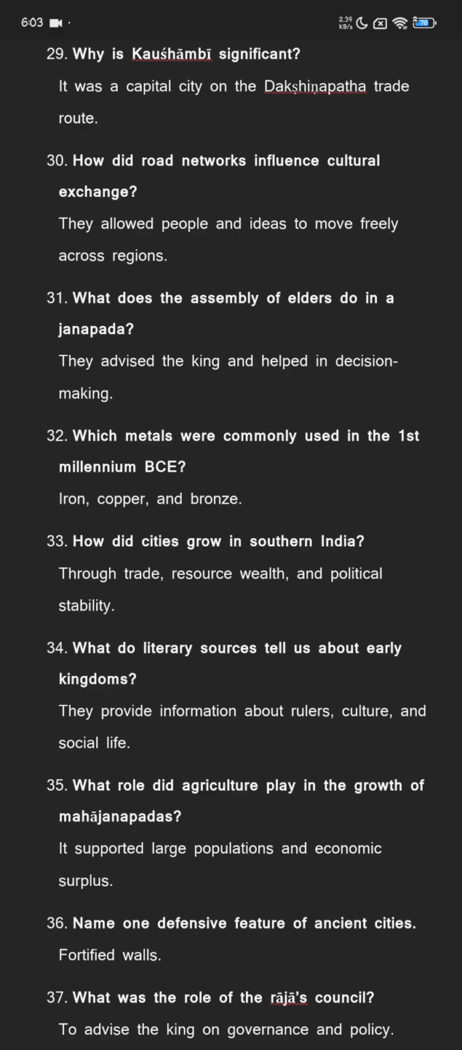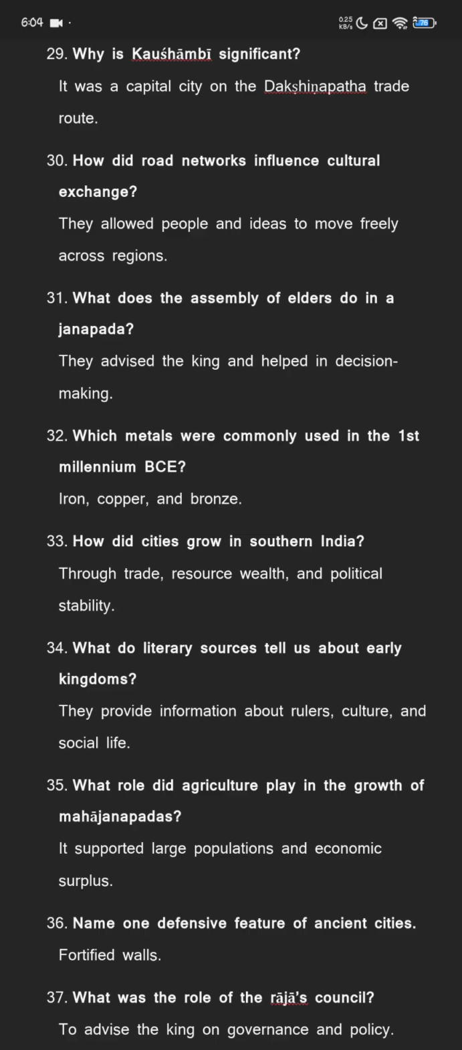Which metals were commonly used in the first millennium BCE? Iron, copper, and bronze. How did cities grow in southern India? Through trade, resource wealth, and political stability. What do literary sources tell us about early kingdoms? They provide information about rulers, culture, and social life.